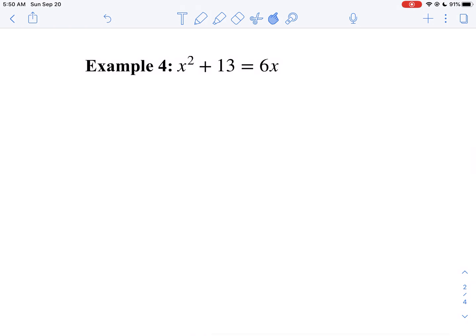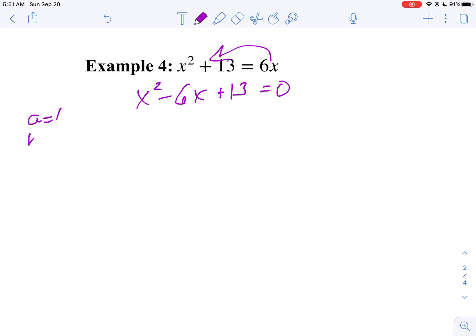X squared plus 13 equals 6x. First thing you want to do, you want to make it equal to 0. You want to move that 6x over. So we're going to say x squared minus 6x plus 13 equals 0. Now, a is 1, b is negative 6, c is positive 13.